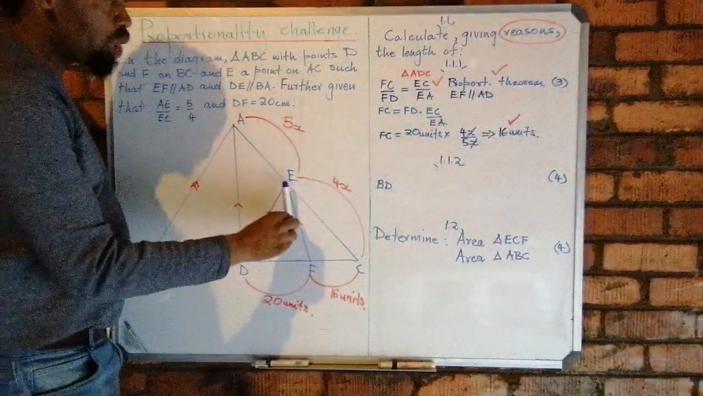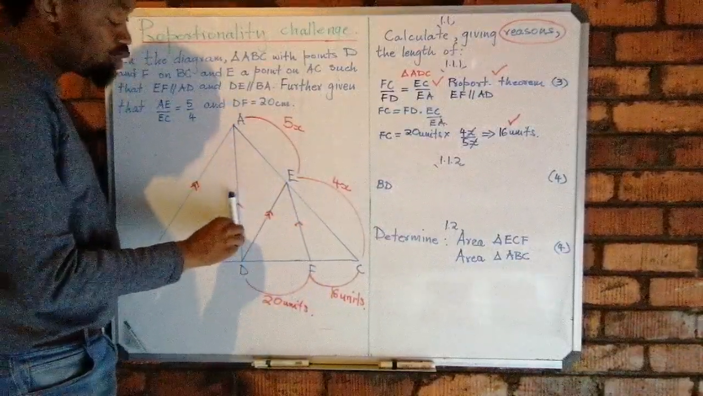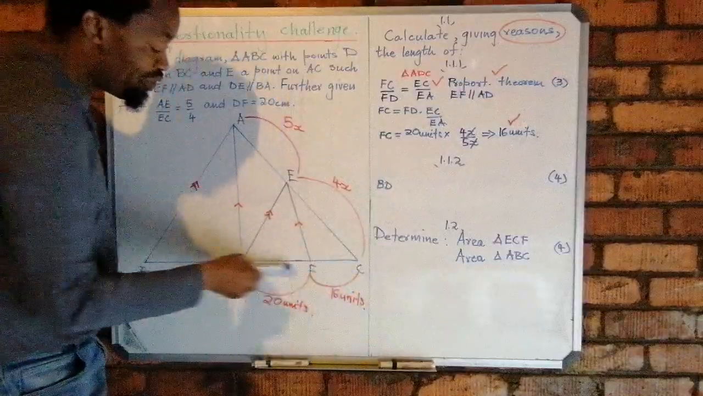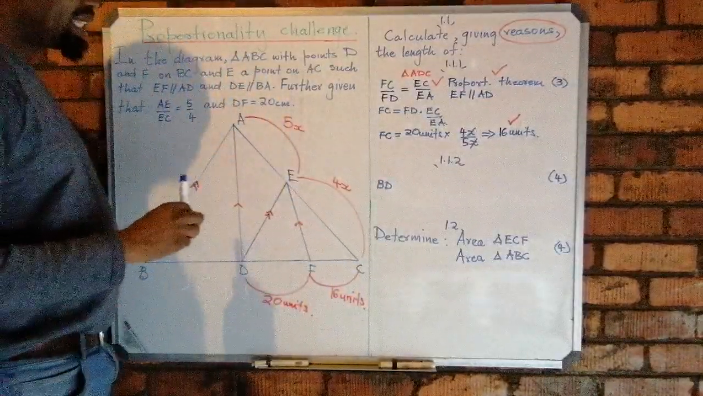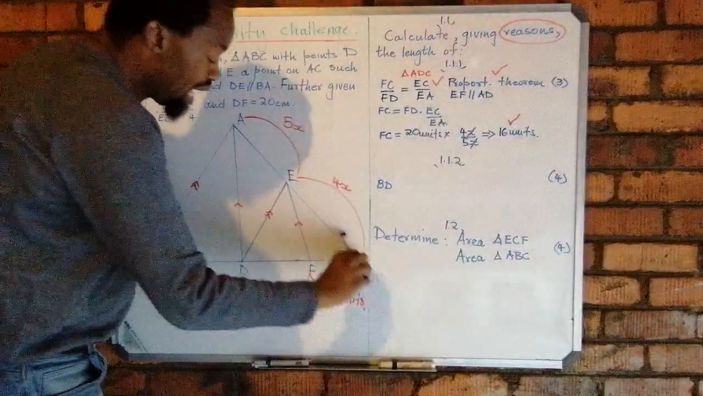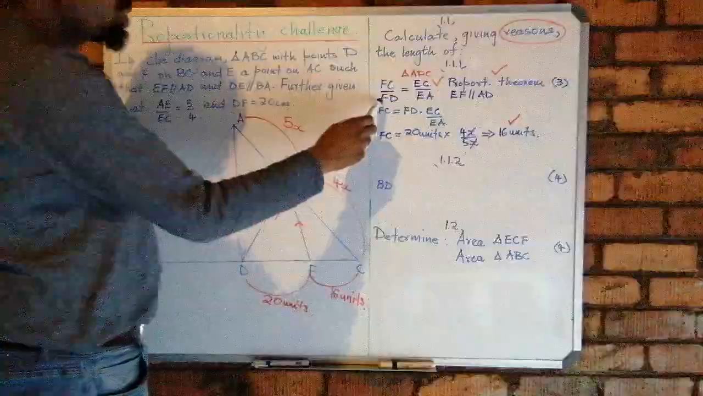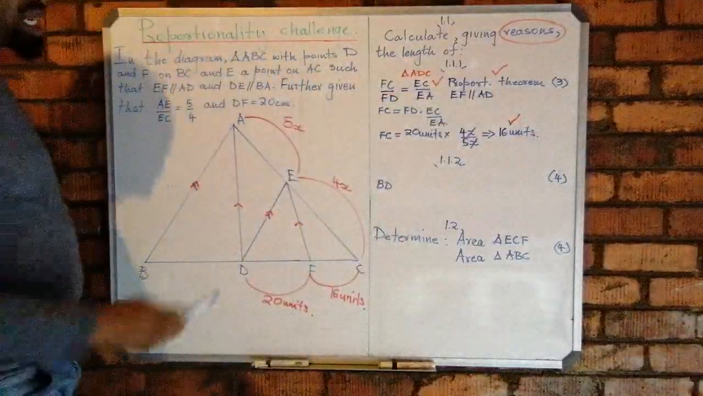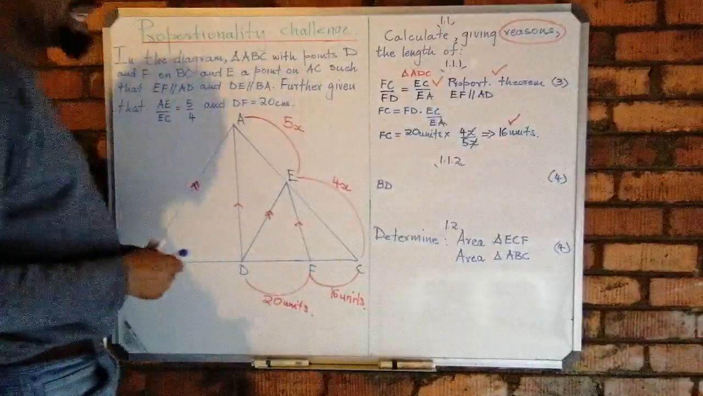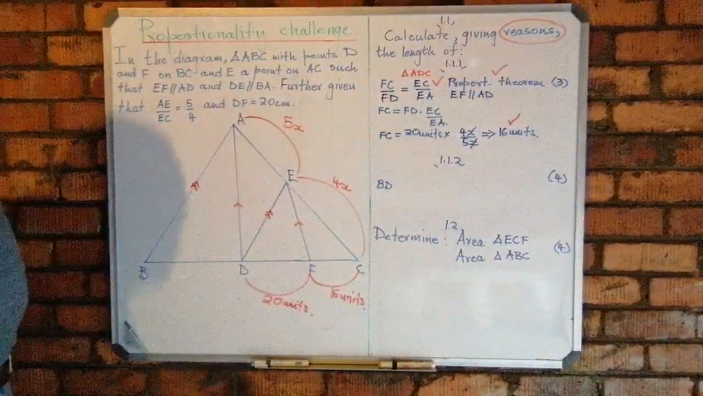Because of the theorem that says a line drawn parallel to one side of a triangle, that side is this and that line is that, divides the other two sides in the same proportion. That is why you see that proportionality and that particular reason. Therefore, I simplified and calculated what they wanted.